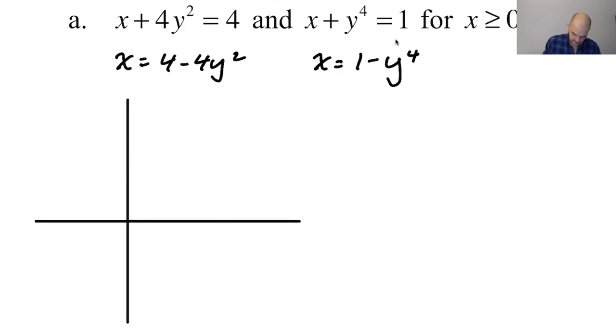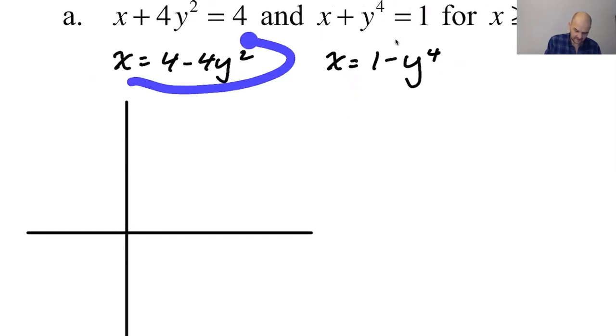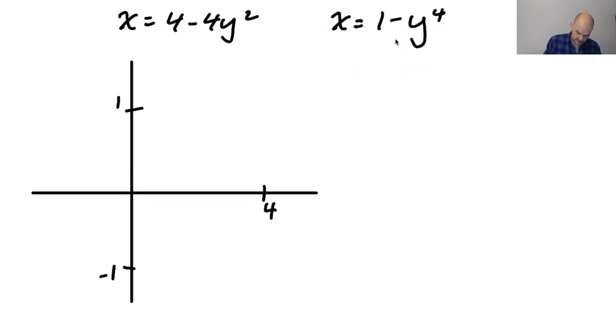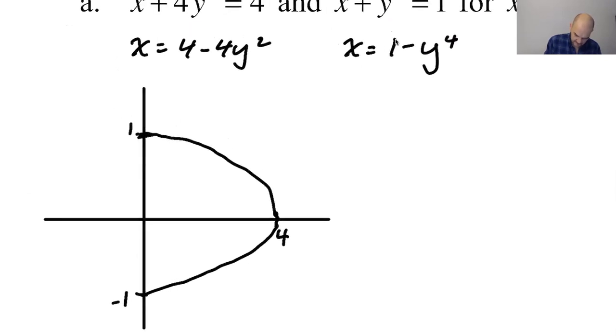Actually, I think they intersect a lot. Anyway, this is definitely a parabola. If y is equal to 0, then x is equal to 4. So let's do that, 4. If x is equal to 0, then y is equal to plus or minus 1. So let's do that, and then let's just fill in a curve between them. It's a parabola. So we have this: x equals 4 minus 4y squared.